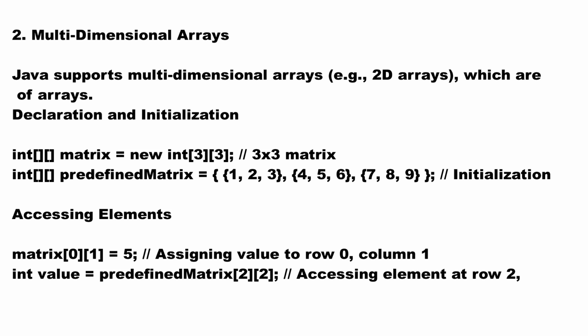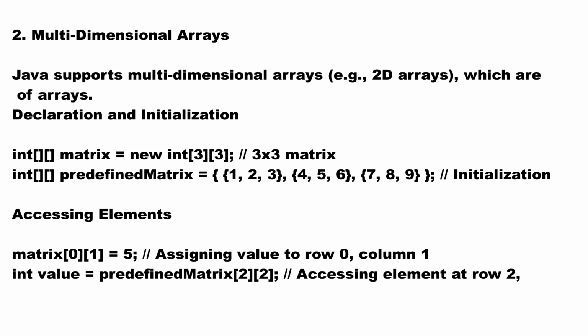Then {4, 5, 6}, {7, 8, 9}; The comment says initialize. The declaration has been initialized, that is the 3 by 3 matrix, where each row and column contains 3 elements. Now let's look at accessing elements.